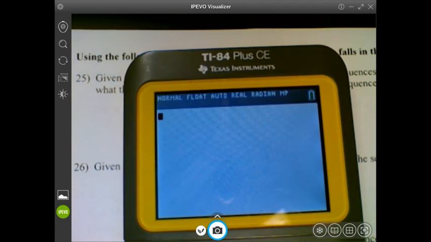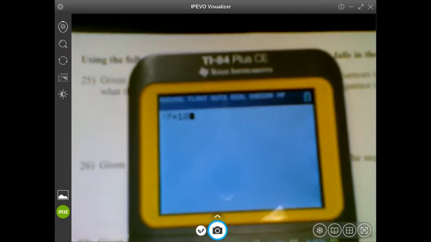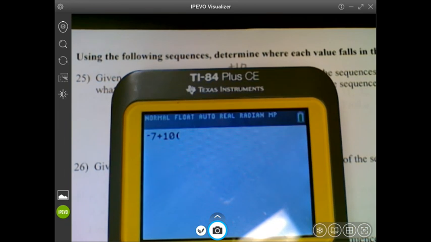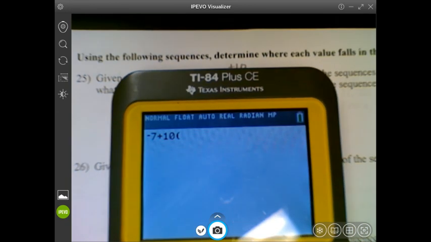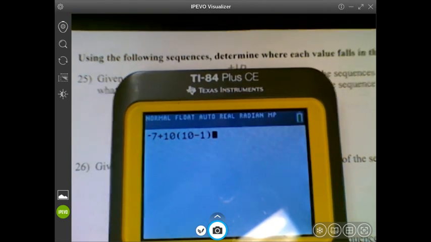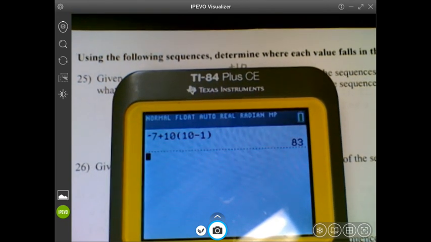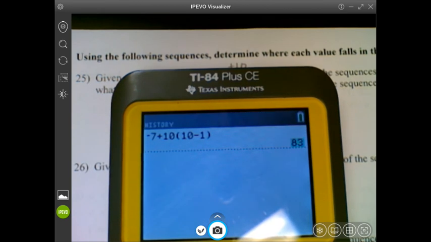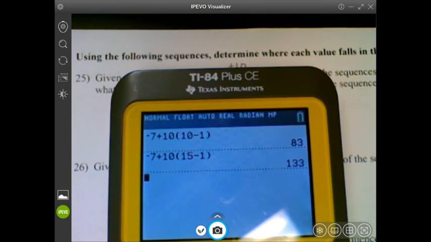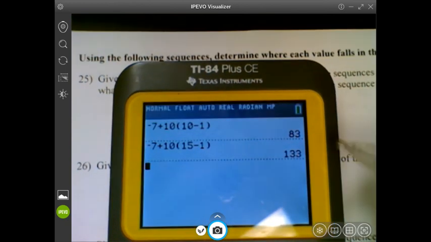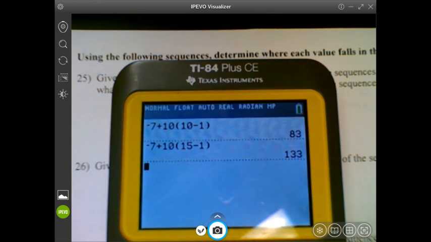So for this first one, it'd be -7 plus 10 to the n minus 1. So you just pick n values that you think would give you 313. I'm going to start with 10. So 10 minus 1, and I get 83. So we are not there yet, right? I have to go up. So I'm going to go ahead and change that 10 to a 15. Oh, still not there. And I didn't get very close by only moving up by 5.